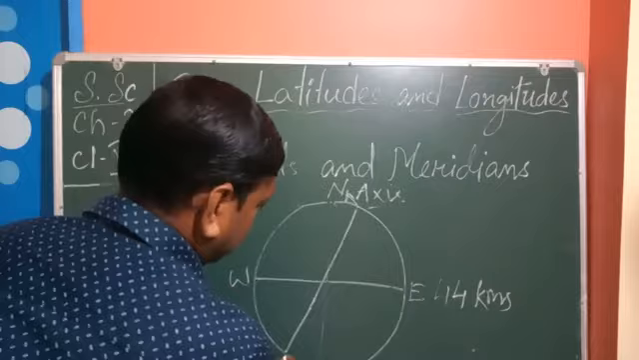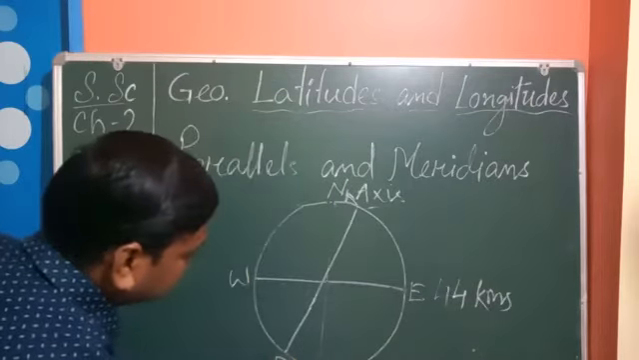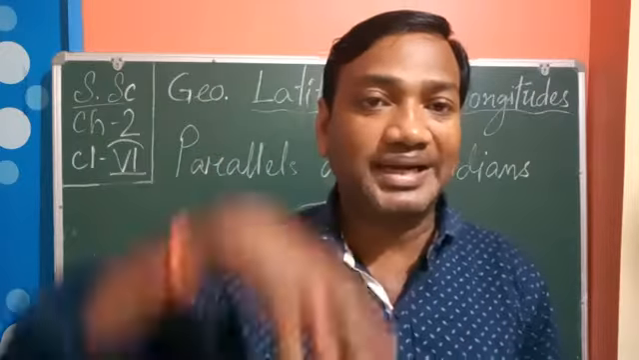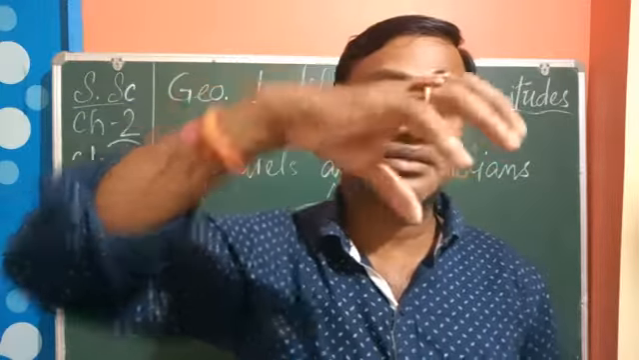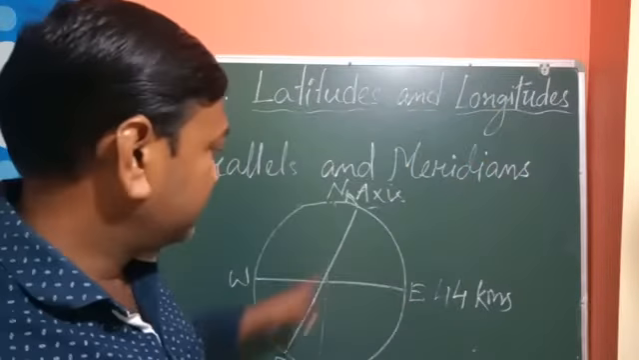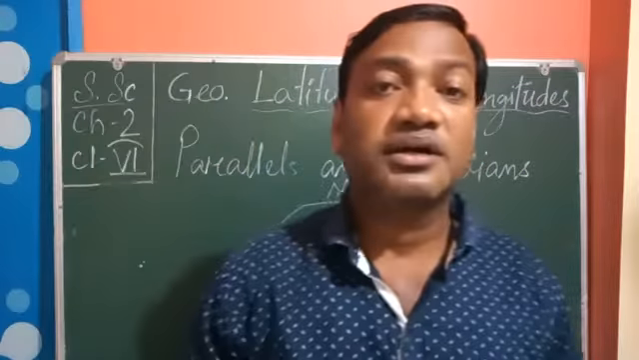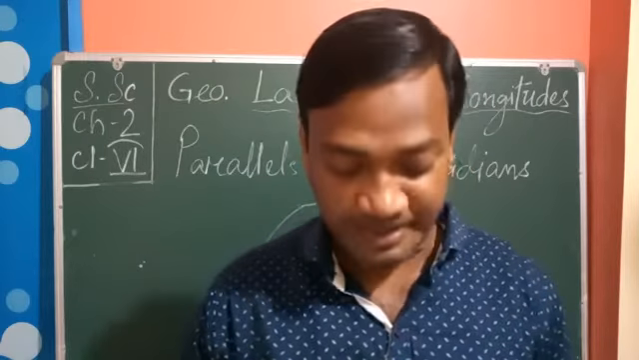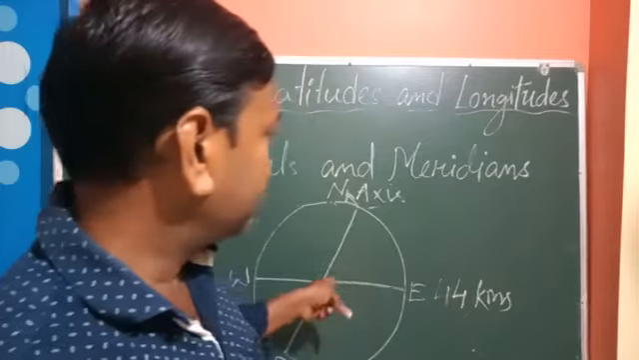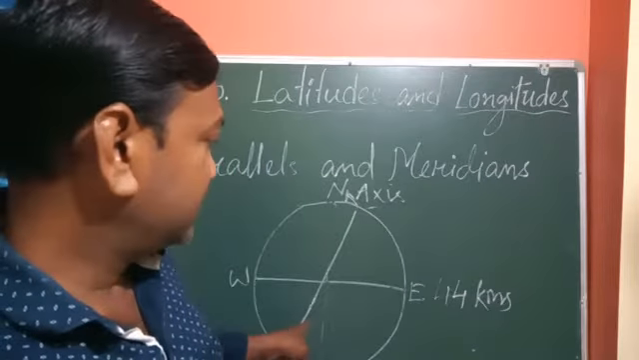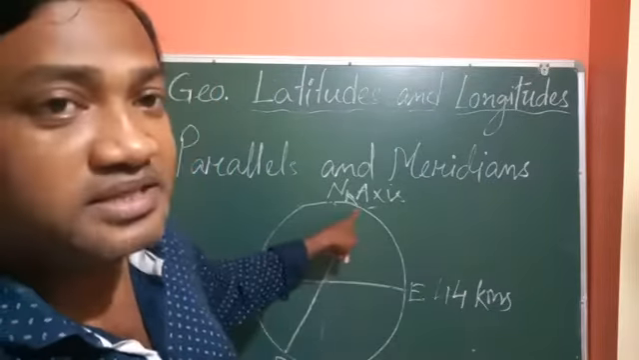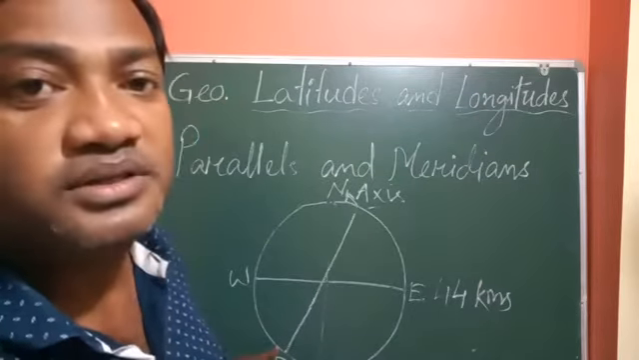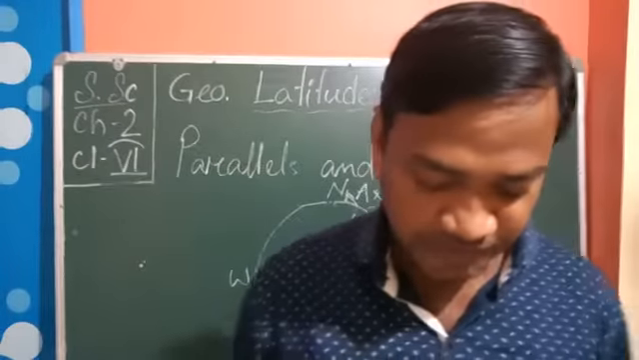This is the north, and here we find the south. That means the earth is not completely this way, it is this way. If you see a globe, then you will understand how the earth is. Okay. So here we find two poles. This is the axis and this is the end point. Here it is called the North Pole and it is called the South Pole. So two poles we find.